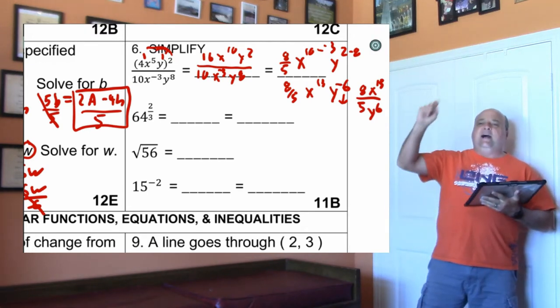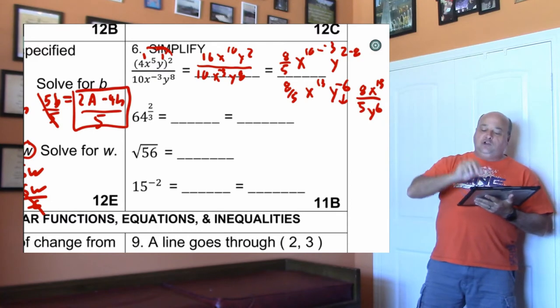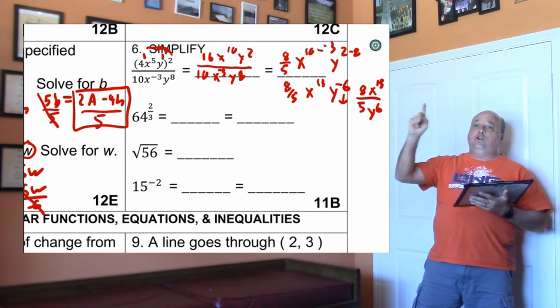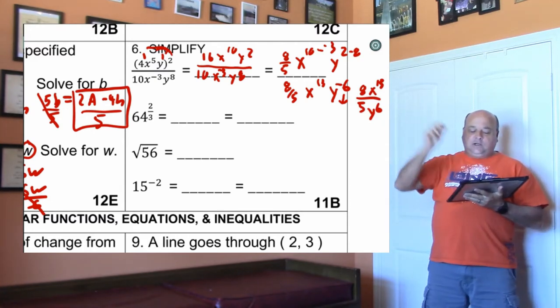Very tricky. When you divide, you subtract the exponents. If you do it the way I just taught you, make sure you get your integer math right. Go to the next one.